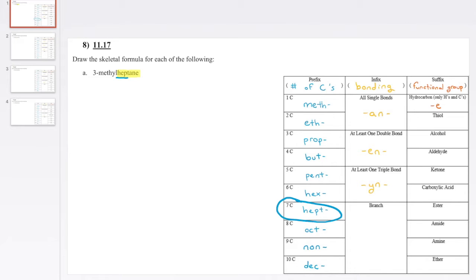So I'm going to write 7 carbons out. 1, 2, 3, 4, 5, 6, 7. And then the infix is AN. And AN is telling you that you have all single bonds. So in between these carbons, I'm going to put all single bonds. And since I know carbon needs to have 4 bonds, all of these need to have 4 single bonds. So I'm going to fill these in so they all have 4 single bonds.